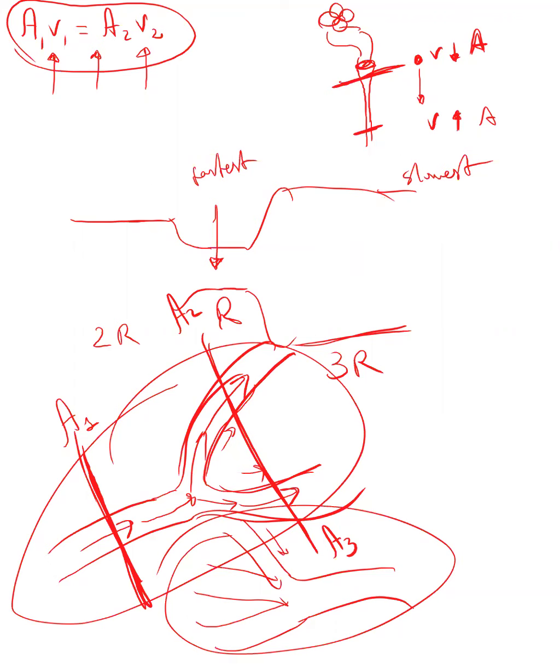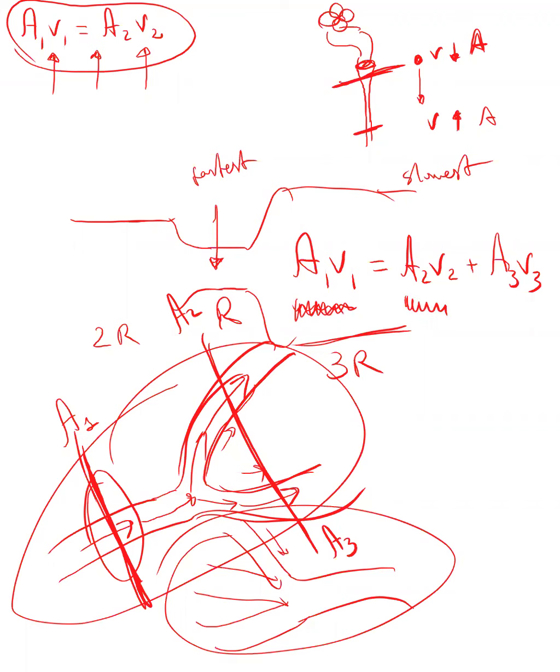You would write A1 times V1, this is kind of the amount of water that goes through this section in unit time, is equal to A2 V2 plus A3 V3. So the amount of liquid that goes through section 1 is equal to the amount of liquid that goes through sections 2 and 3 combined in unit time.